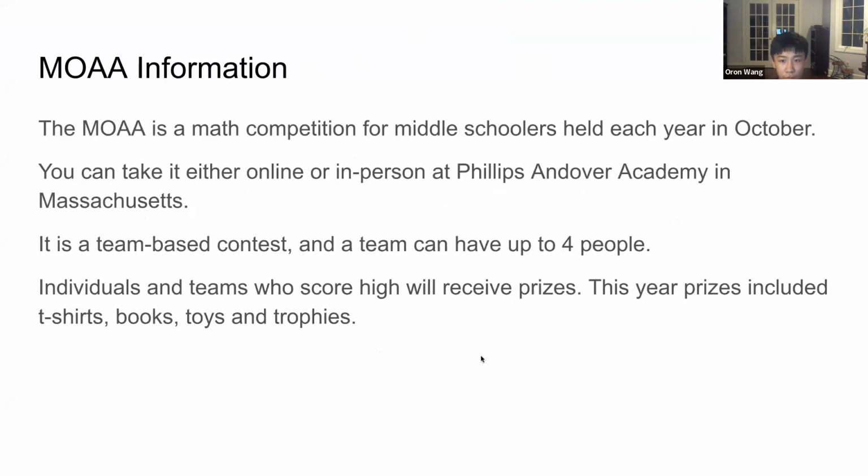So again, some information. It's held each year in October. You can either take it online or you can take it in person at Phillips Academy Andover in Massachusetts. It's a team-based contest, and each team can have up to 4 people. Individuals and teams who score high will receive prizes. This year, the prizes included t-shirts, books, toys, and trophies.